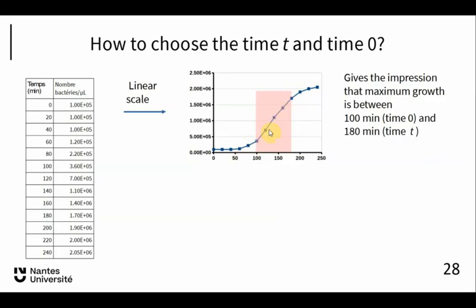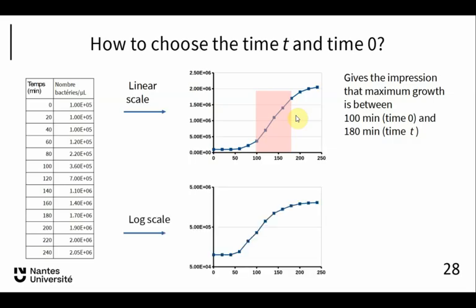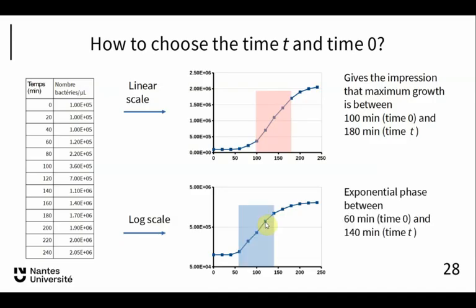And so I might say, okay, my time 0 is 100 minutes, and then I'll use the time 180 minutes over here. Now, if I plot the same data on a log scale, I can see that this is rather misleading, okay? Because what this is telling me is that my exponential growth phase starts really here at 60 minutes, and it goes up to maybe 120 minutes, or maybe 140, but basically even here it's slowing down. So 60 to 120 minutes.